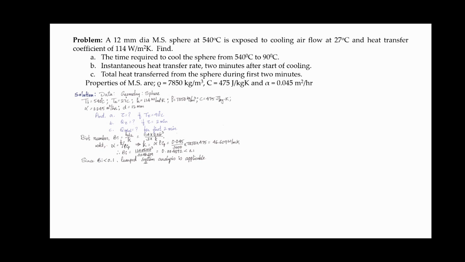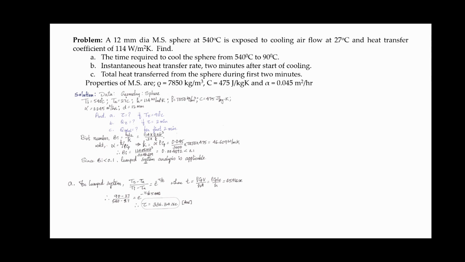Now let us find out the time required to reach 90 degrees Celsius. For lump system, T tau minus Ta divided by Ti minus Ta will be equal to e to the power of minus tau by T, where T is given by rho Cp V by h into A or rho Cp Lc by h. When I substitute the values, I'll get the time constant as 65.41 seconds. Now I will substitute these values in the lump system analysis equation to get the time. So when I substitute that and simplify, I'll get the time as 336.34 seconds. So it requires 336.34 seconds to reach 90 degrees Celsius if the initial temperature is 540 degrees Celsius.